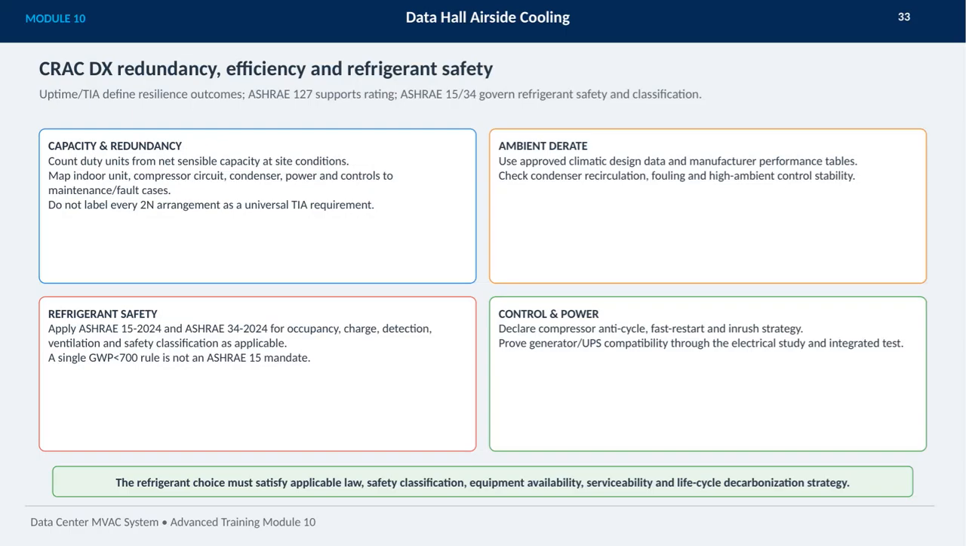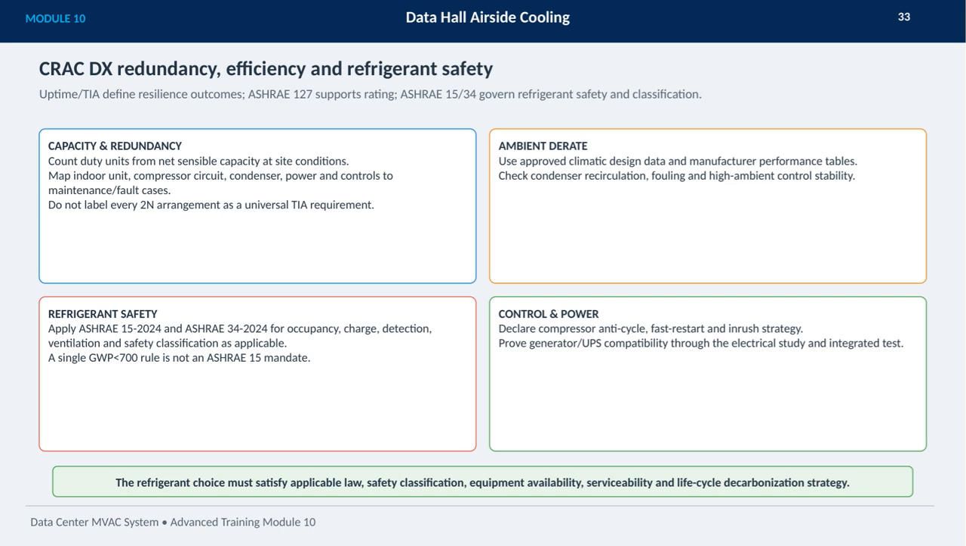In this module, we focus on data hall airside cooling within the Data Center MVAC system, emphasizing CRAC DX redundancy, efficiency, and refrigerant safety. Uptime and TIA standards establish resilience outcomes, while ASHRAE 127 supports system rating, and ASHRAE 15 and 34 govern refrigerant safety and classification. When considering capacity and redundancy, it's important to count duty units based on net sensible capacity under site conditions, and map indoor units, compressor circuits, condensers, power, and controls to potential maintenance and fault scenarios. Remember, not every 2N arrangement meets universal TIA requirements.